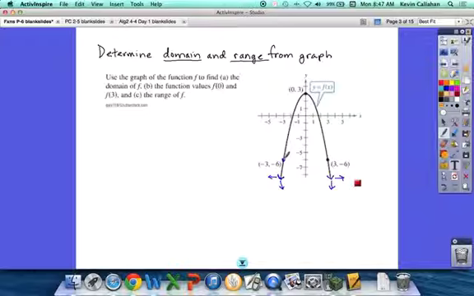If a graph goes forever to the left and forever to the right, what would be its domain? All real numbers, right? So we would say because of this, the domain is all reals.